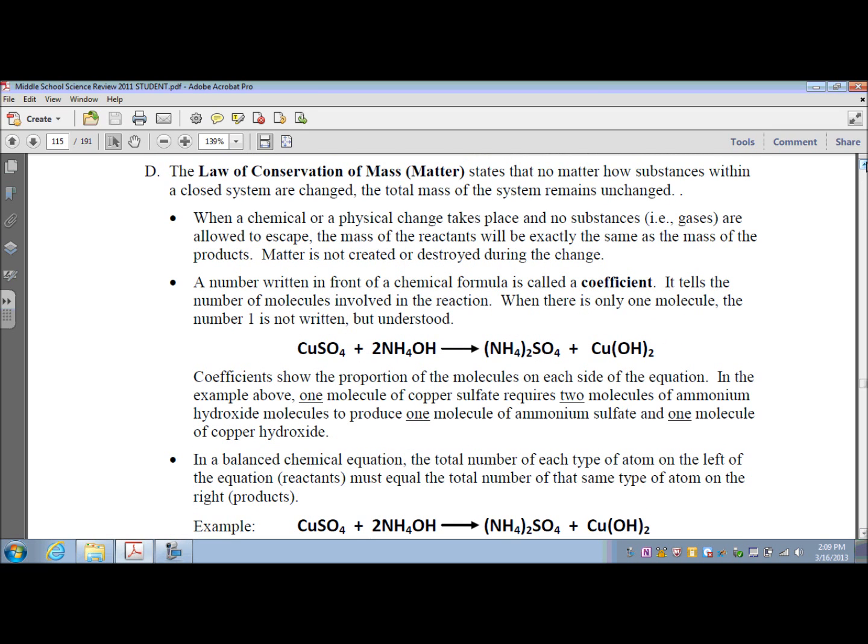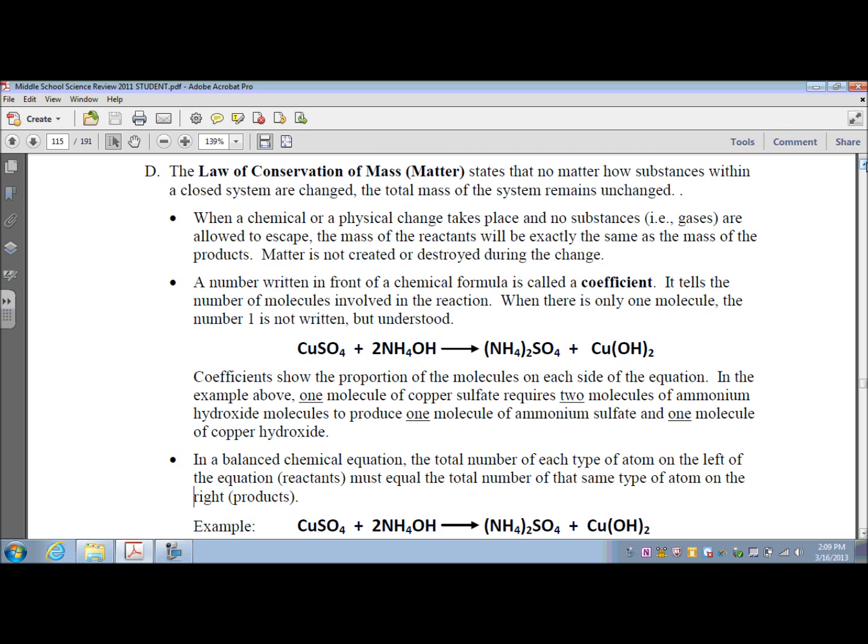Section D. The law of conservation of mass states that no matter how substances within a closed system are changed, the total mass of the system remains unchanged. When a chemical or a physical change takes place and no substances, gases, are allowed to escape, the mass of the reactants will be exactly the same as the mass of the products. Matter is not created or destroyed during the change.